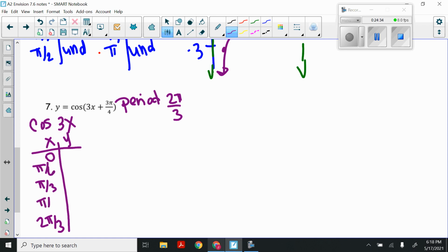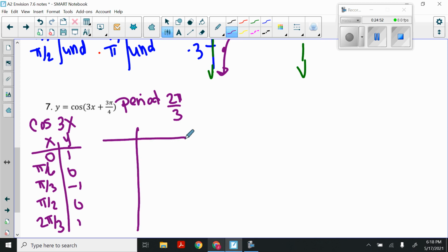So then this is going to give me pi over 2. The cosine at 3 times 0 is 1. Cosine at 3 pi over 6 is 0. 3 pi over 3 is -1. 3 pi over 2 is 0. 6 pi or 2 pi is 1.